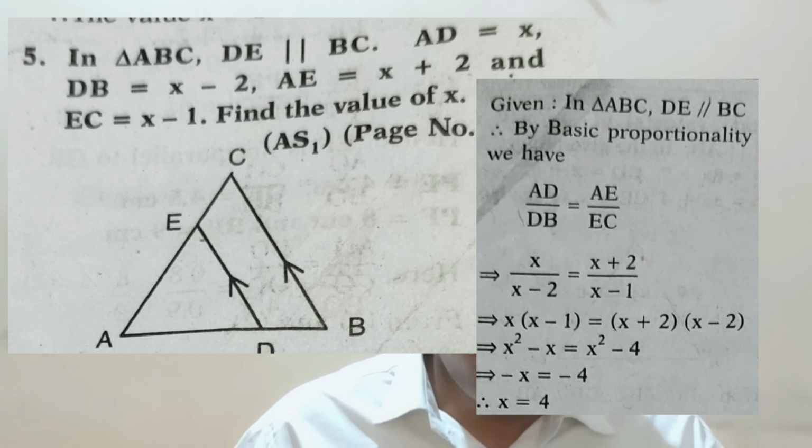And then actually the sums are given as application of the theorems. Theorems means by using the basic proportionality theorem or by using the Pythagoras theorem. Based on these only they will ask. And similar triangles properties also we can use in that type of problems.